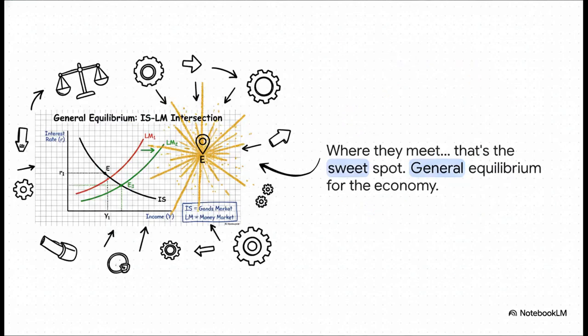And here is where it all comes together. That single point where the two curves cross, that's the magic moment. It's called the general equilibrium. It is the one and only combination of interest rates and income where the market for goods and the market for money are both perfectly happy, perfectly in balance. It's like the "you are here" pin on your economic map.